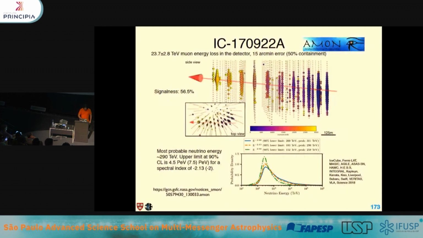The most probably relevant alert that we have sent out was in 2017, and it was an event called 170922. It was happening in September 2017, and this event is approximately horizontal. This is the top view of the detector. This is a horizontal view. Remember, time is color. And this is a quite high energy event, most likely neutrino energy almost 300 TeV.